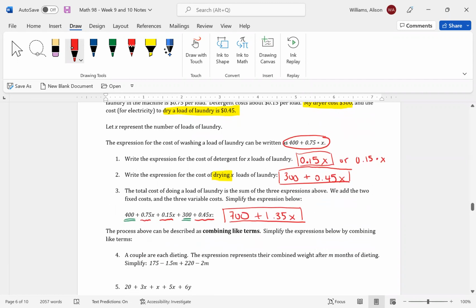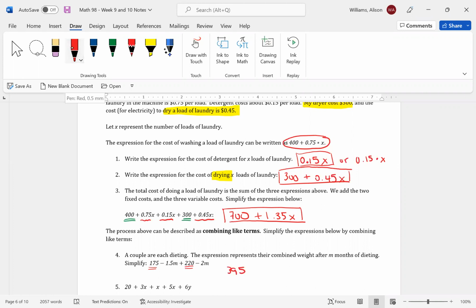So a couple is dieting. Their expression represents their combined weight after months of dieting, which they're calling M. So let's simplify this expression. The first person here is 175, and the second person here is 220. So I'm going to add those two numbers together, and I get 395.